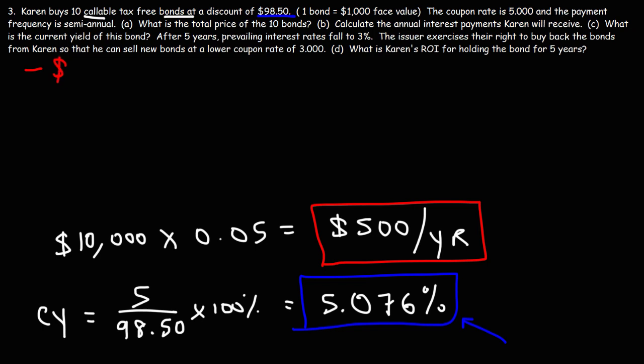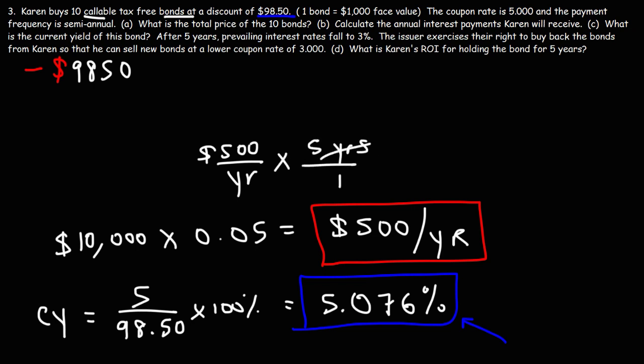So her initial investment was $9,850. And she was receiving $500. She received $500 per year in interest payments, and this is for 5 years. So 5 times 5 is 25. So she received a total of $2,500 in interest payments over the course of 5 years.